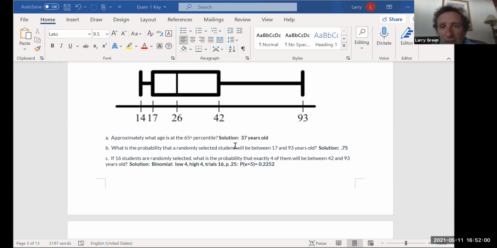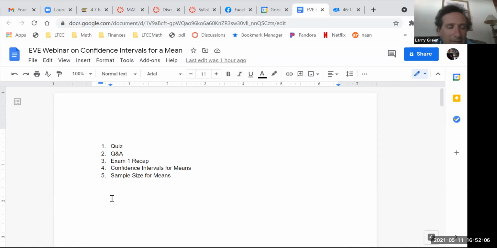Okay, if there's no questions, I'm going to go back to our to-do list. We're done talking about the exam. And I want to get into what's called confidence intervals for a mean.